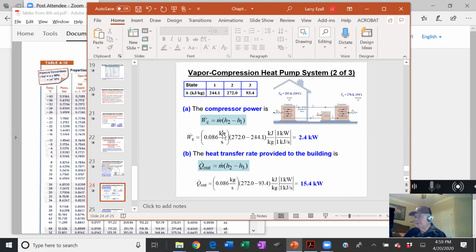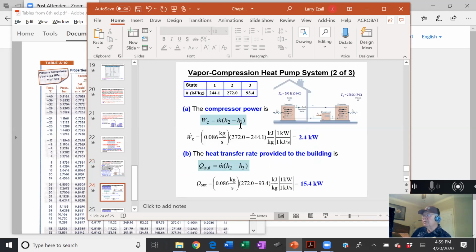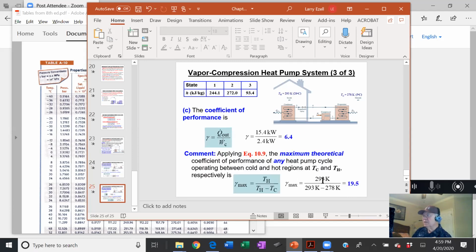For the compressor, there's M dot. Did he give you M dot? He had to. It was 0.86 kilograms per second. That's a very realistic number. So he calculates the work into the compressor is 2.4 kilowatts. The heat transfer to the building inside, again, he didn't give you, he gave you the enthalpies and the mass flow rate so you can calculate it. 15.4 kilowatts, that's reasonable for a residence.